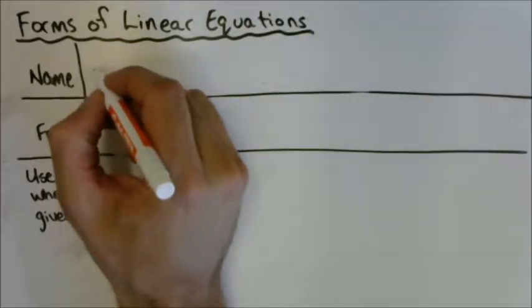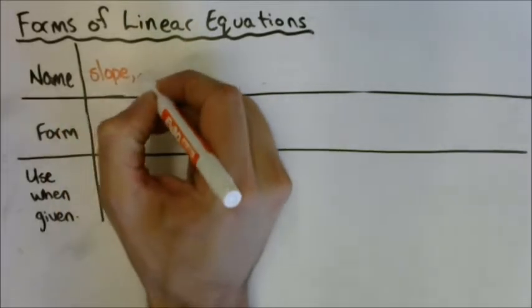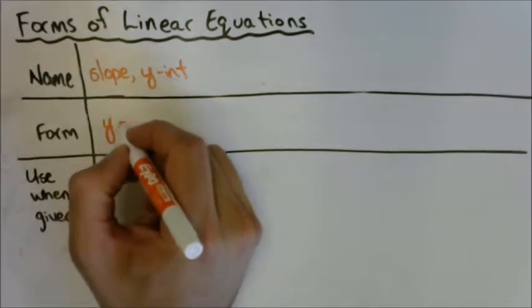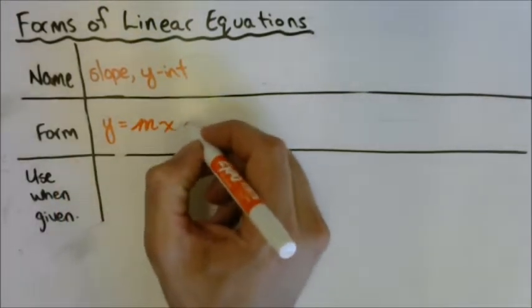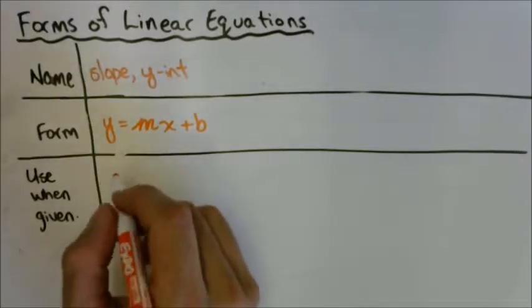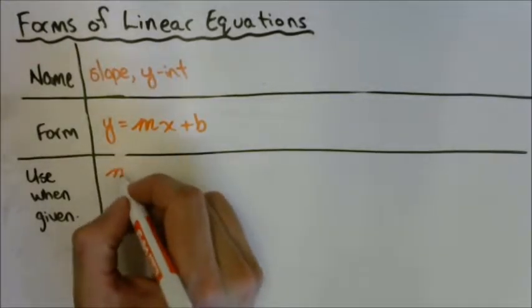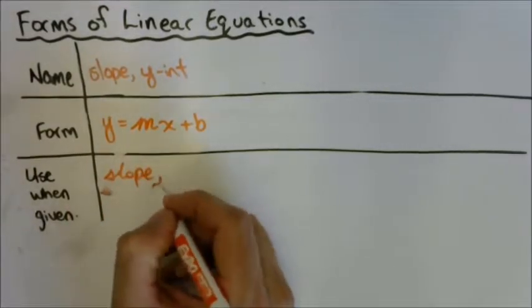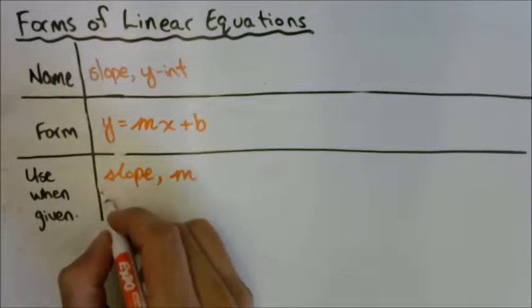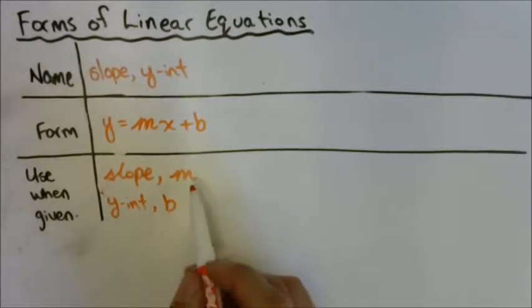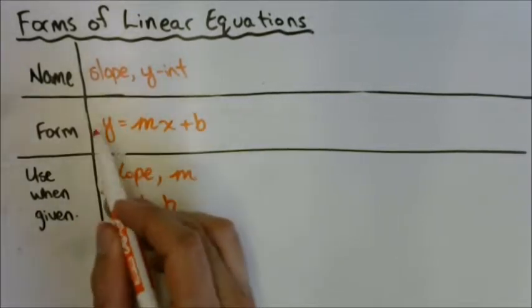So the first form is the one that we've been working with most of all. It is the slope-y-intercept form, and that's the most common one to us so far. It's a standard equation of a line, y equals mx plus b. So when are we going to use this equation of the line? Well, we can use this when we are given the slope or when we're given the y-intercept. We really want to be given both of these in order to make this equation useful.